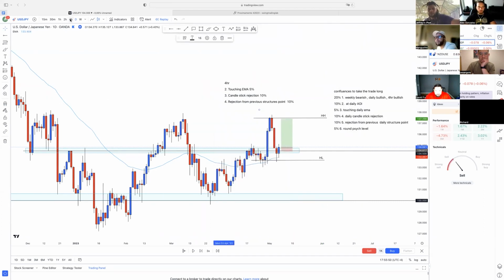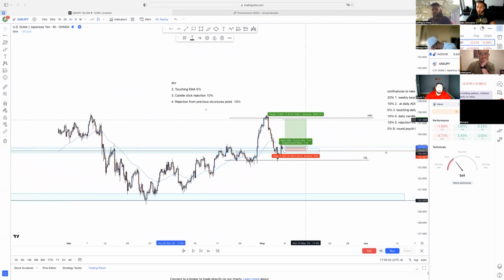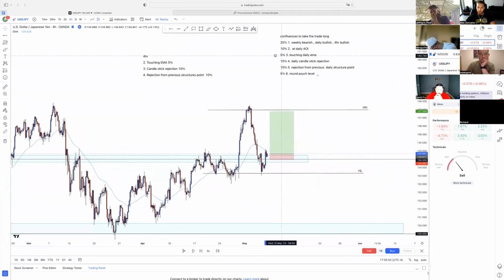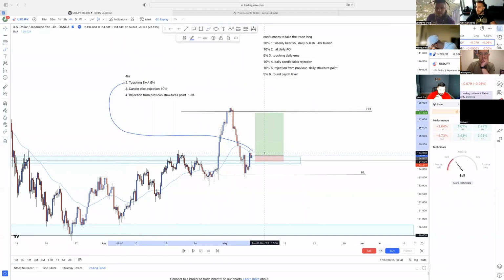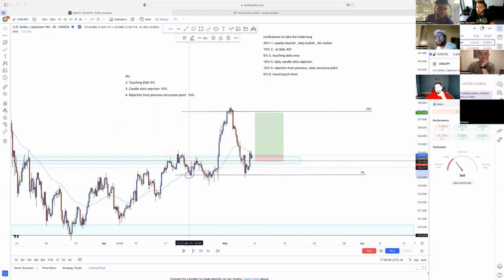So now this is where we would go down to the 4-hour. And in the 4-hour, this is where we start adding things up. So are we touching the EMA? We are touching it, but not how we want it. We want to have it under. We want to have it like this, because if we're buying, we want it to be under, right? So for this case, this cancels out. Do we have a candlestick rejection? At the time when I took the trade, it did have it. So let's just count this as yes.